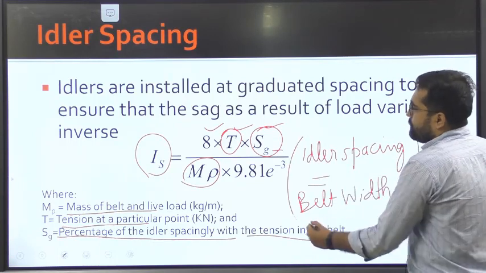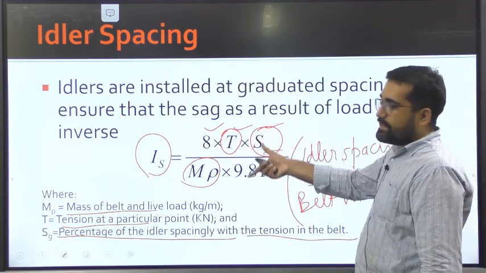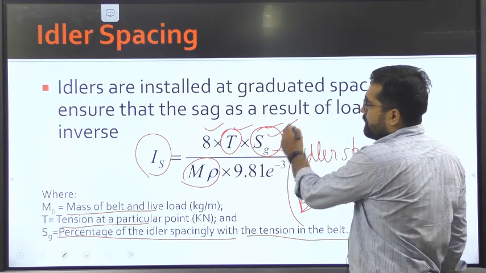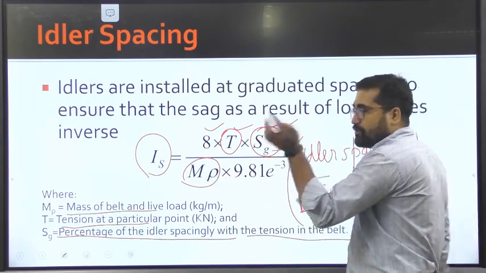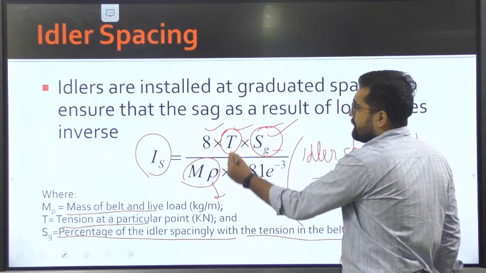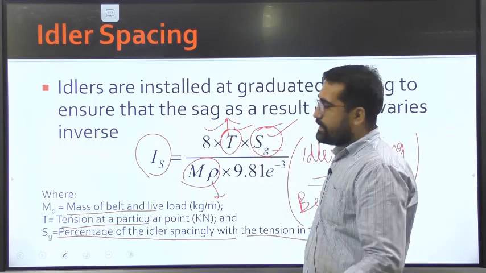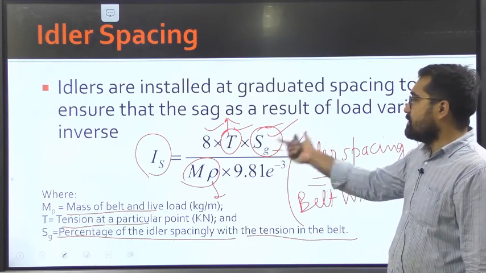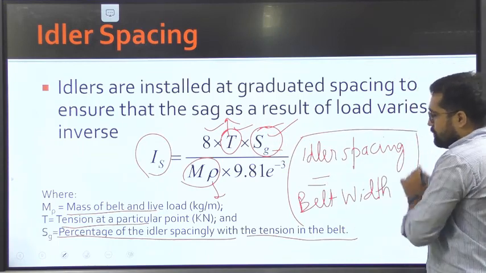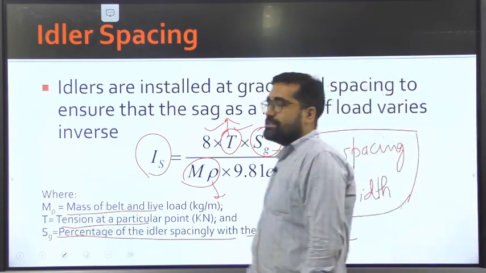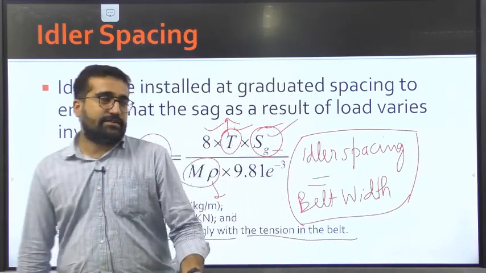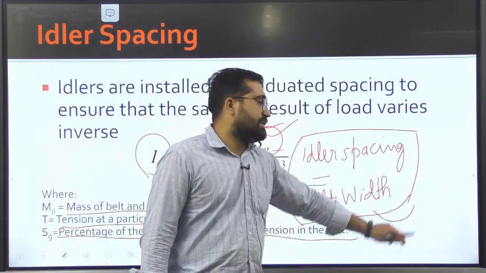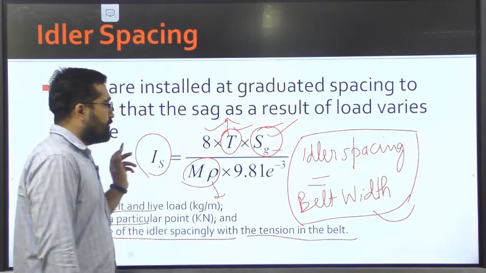Okay, if all those things are not given, if Sg is not given to you, normally they won't give Sg. In any question, they will give you mass and tension, or they will ask you to find out tension. If Sg is not given, then we will assume that idler spacing equals the belt width. This will also go with this formula.